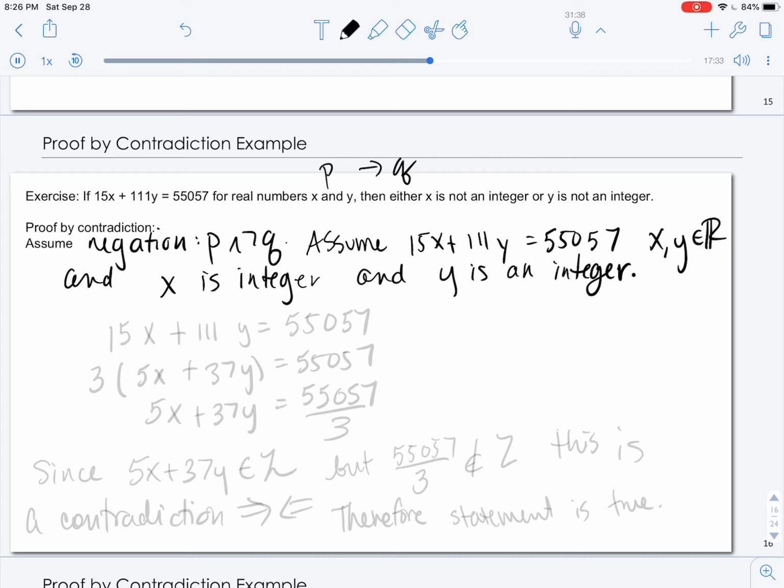Okay, so now we can consider what happened. If we have that this equation is true, 15x plus 111y equals 55,057. Now, from the left-hand side, we can factor out a 3. So we're going to get 3 times (5x plus 37y) equals 55,057. We can now divide both sides by 3.